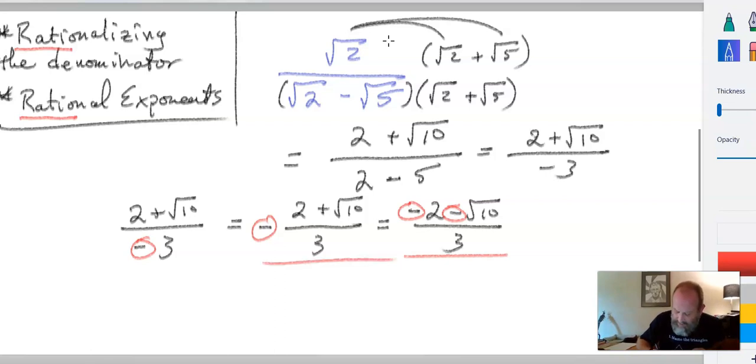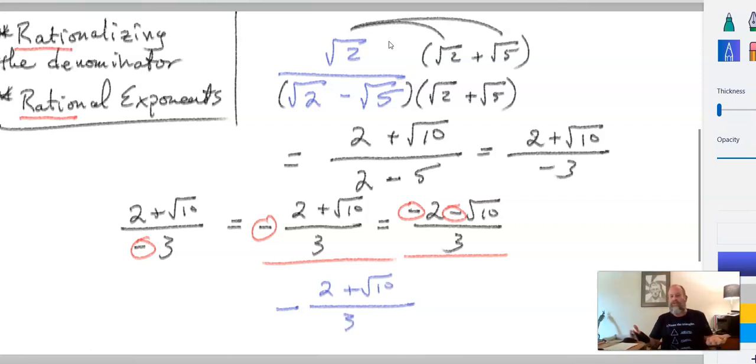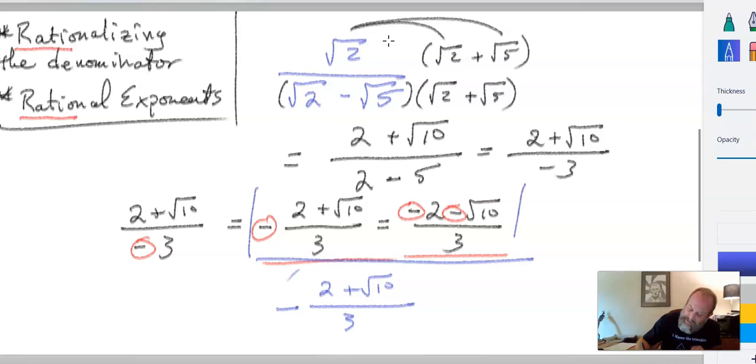Well, either of these. I think this middle one's probably the easiest to write, so I'm going to write that. So it's the negative of 2 plus root 10 over 3. And the reason I chose the middle one is entirely aesthetic. I just think it looks better. Typically, the two forms that you'll see in the answer are these two. Those are the ones that you generally see. You usually don't see a negative in the denominator. All right, good.